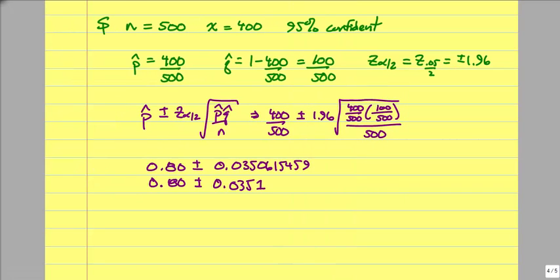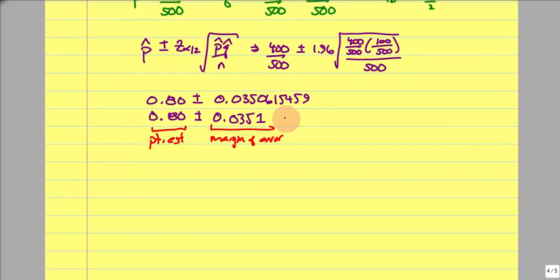Okay, so this is my point estimate of the true population proportion of students who are going to graduate within the next 3 years, so about 80% from my sample. So this is my point estimate, and this is my margin of error. Now to find my confidence interval, my left endpoint would be 0.80 minus 0.0351, because it always goes smallest to largest. And my right endpoint would be 0.80 plus 0.0351.